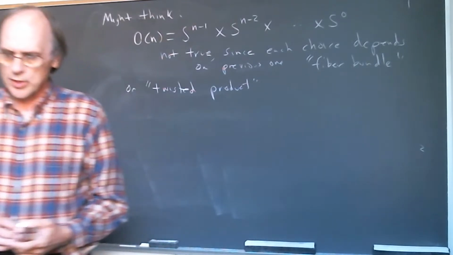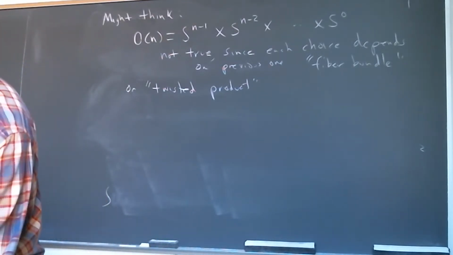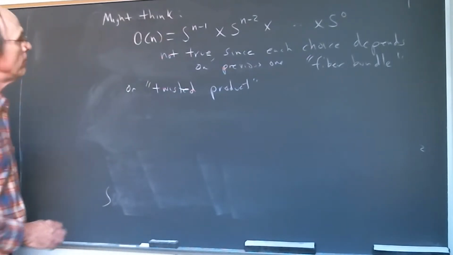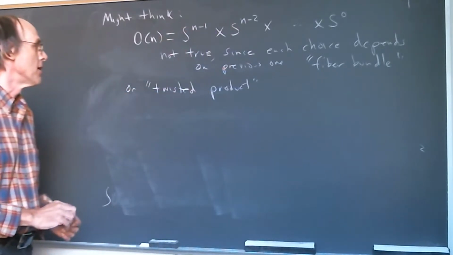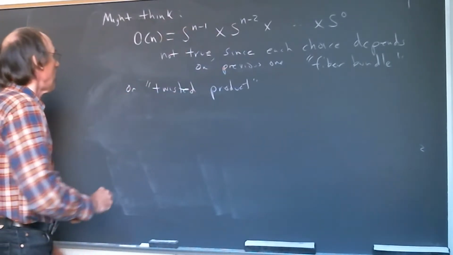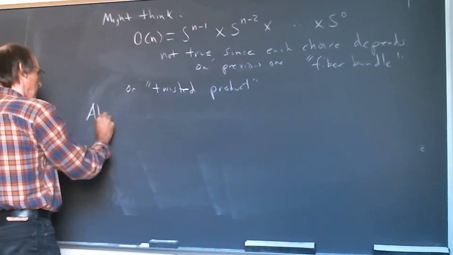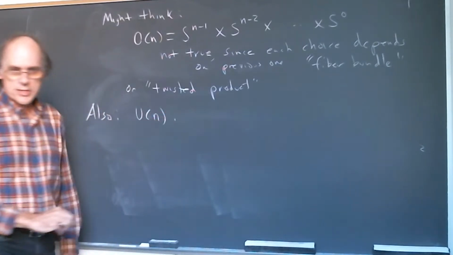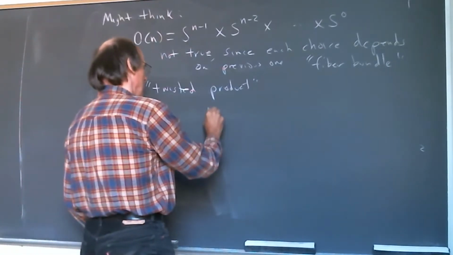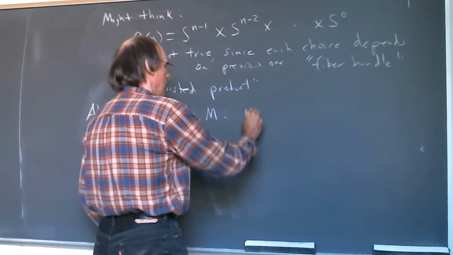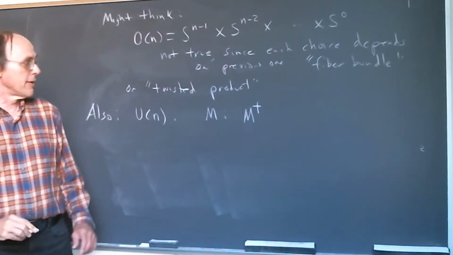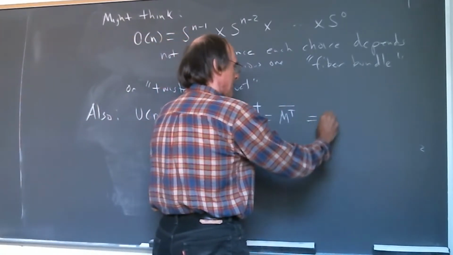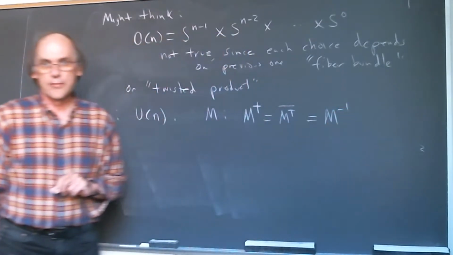Okay, what else do I want to tell you about this? Anyway, that's just to give you some feel for this thing. And then the other thing: we had U(n), and that was the matrices M such that M dagger, the adjoint, which is M transpose conjugate, is the inverse.